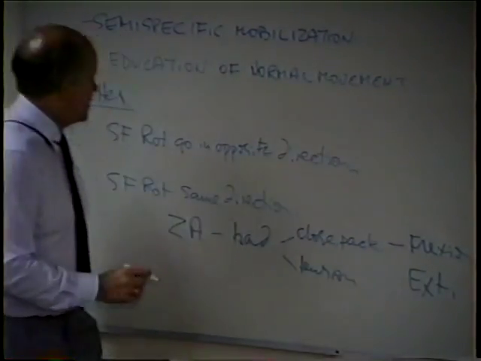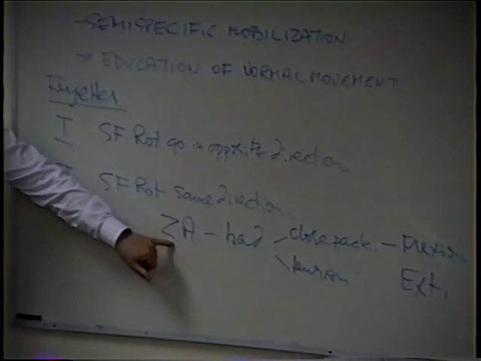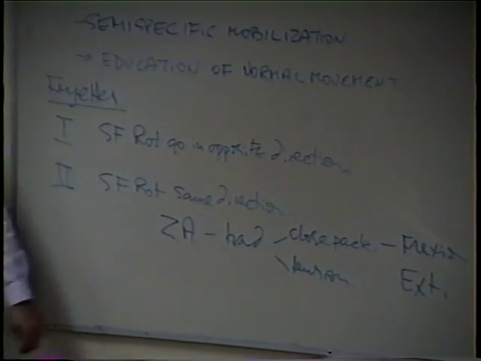Now we look at when the spine goes in opposite directions. This is from this description when the zygapophyseal joints are not under load.